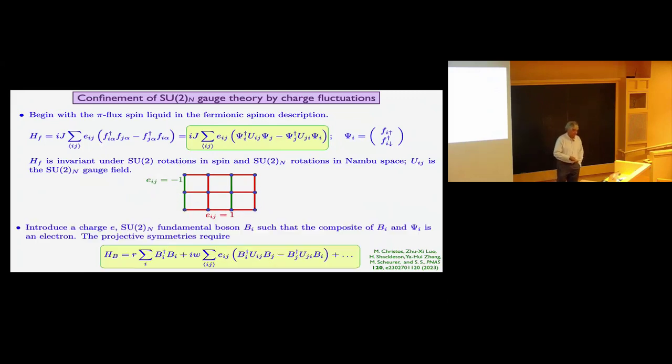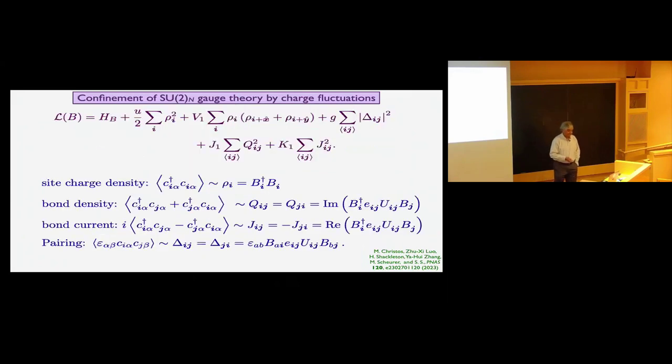Then what about the boson? And here's the most important point. The boson must also move in pi flux, because the composite of the boson and the spinon is just the electron, and that must be trivial. So basically, the hopping of the boson becomes very similar to the hopping of the fermion. And then you can work out all the other projective transformations and get even the higher order terms. So the higher order terms, quartic terms, look something like this. And using all the projective transformations, you can write down various SU(2) gauge invariant objects. And they give you the site charge density, the bond current, and the pairing.